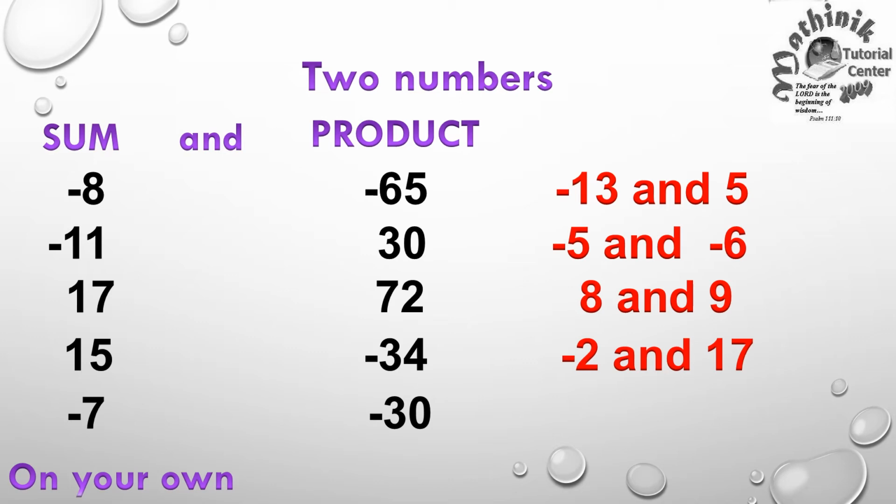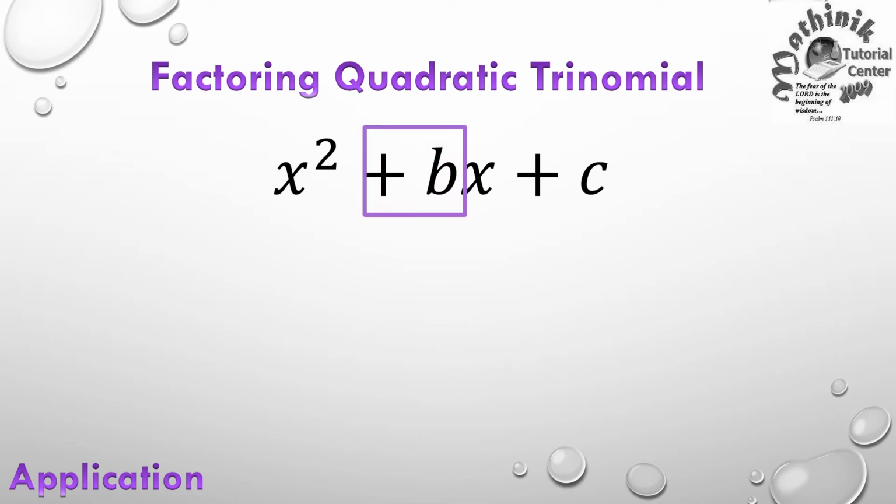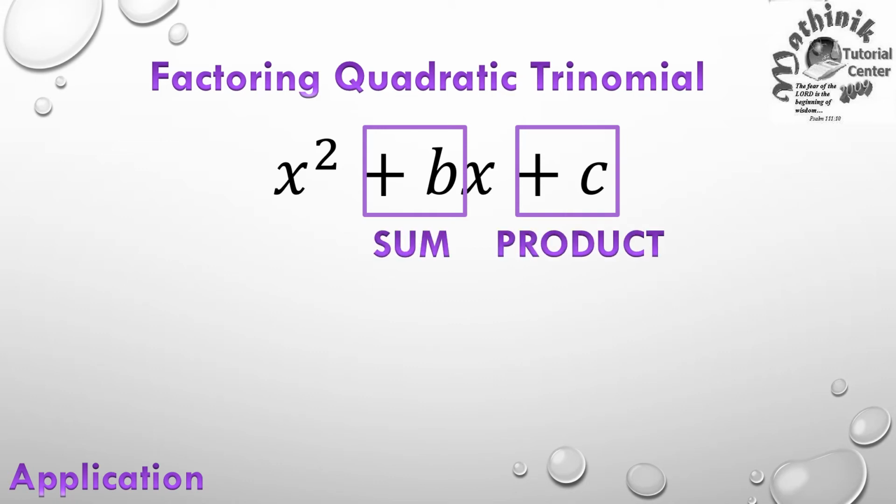For the last pair of numbers, you have negative 10 and 3. Okay, now we're going to use this activity for our next part, which is factoring quadratic trinomials of the form x squared plus bx plus c. Let us apply. So factoring quadratic trinomials of the form x squared plus bx plus c, where b and c are integers, we consider b and c as the sum and product of two numbers respectively.